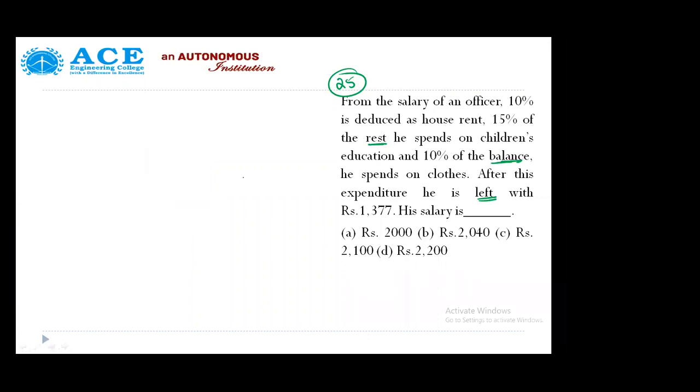From the salary of an officer, 10% is deducted as house rent. 15% of the rest he spends on children's education. What is the salary? It is not given. Two things we can do. Method 1 is without assumption. Method 2, you assume something as salary. Salary value, you can assume something, or you can put it as X itself.